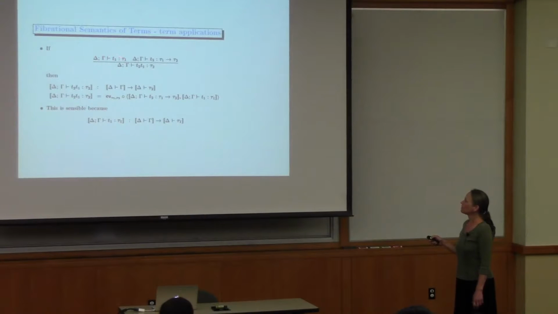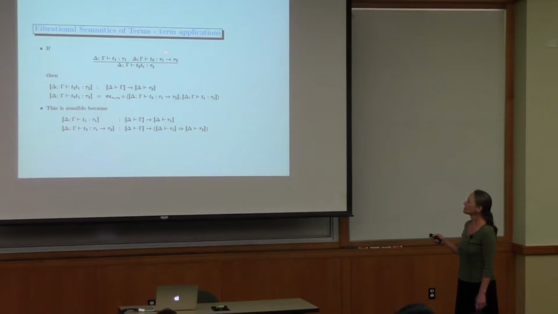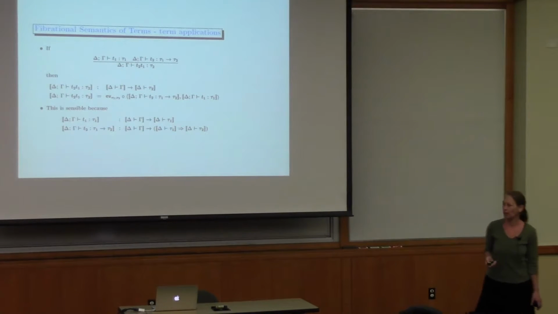If I look at the judgment for T1, I know that the interpretation of T1 goes from the context in which I'm forming T1 to the interpretation of its return type. That's just one induction hypothesis. Here's the second one. For that one, I have the same kind of property. It's just that, remember, on the right-hand side here, the return type is an arrow type, and I interpret arrow types as exponentials. Okay?